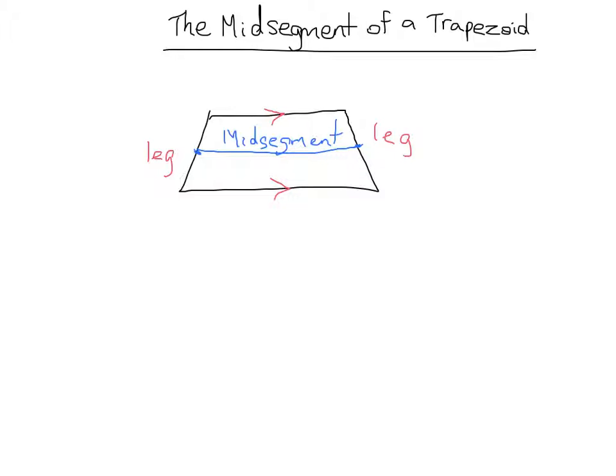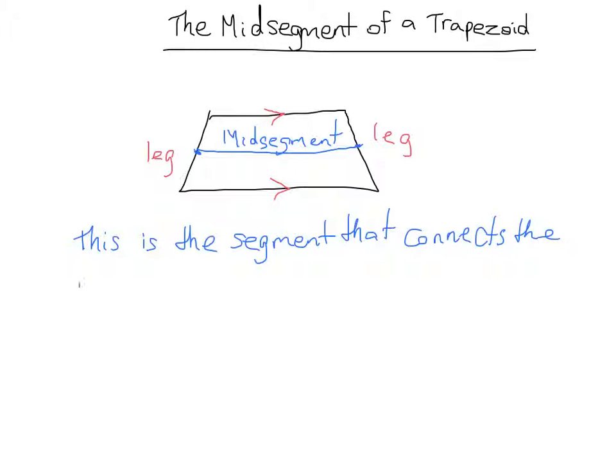So we probably would benefit from an official definition. I will say the mid-segment is a segment that connects the midpoints of the legs of a trapezoid. I'll repeat. This is the segment that connects the midpoints of the legs of a trapezoid.